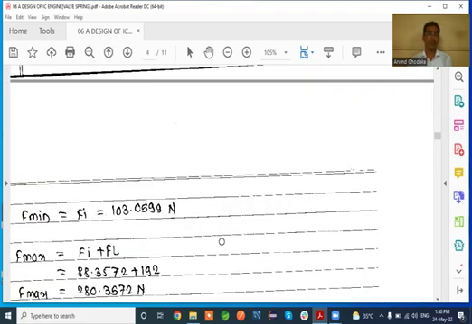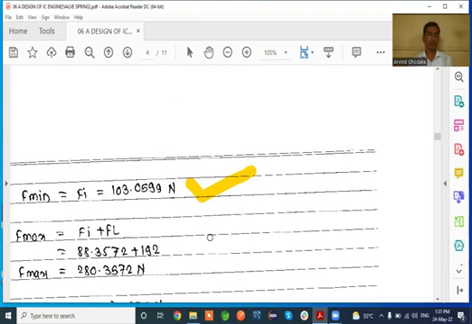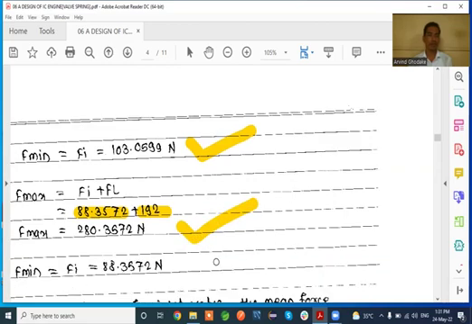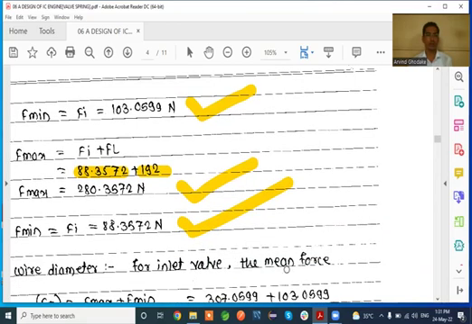Next is the F minimum. F minimum is always equal to Fi. So that will be equal to 103.0599 Newton. Therefore, F max is equal to Fi plus Fl for the second case. So 88.35 is the Fi and 192 is the Fl. Therefore, F max will be equal to 280.3572 Newton. So F minimum is equal to Fi, which is 88.35 Newton.